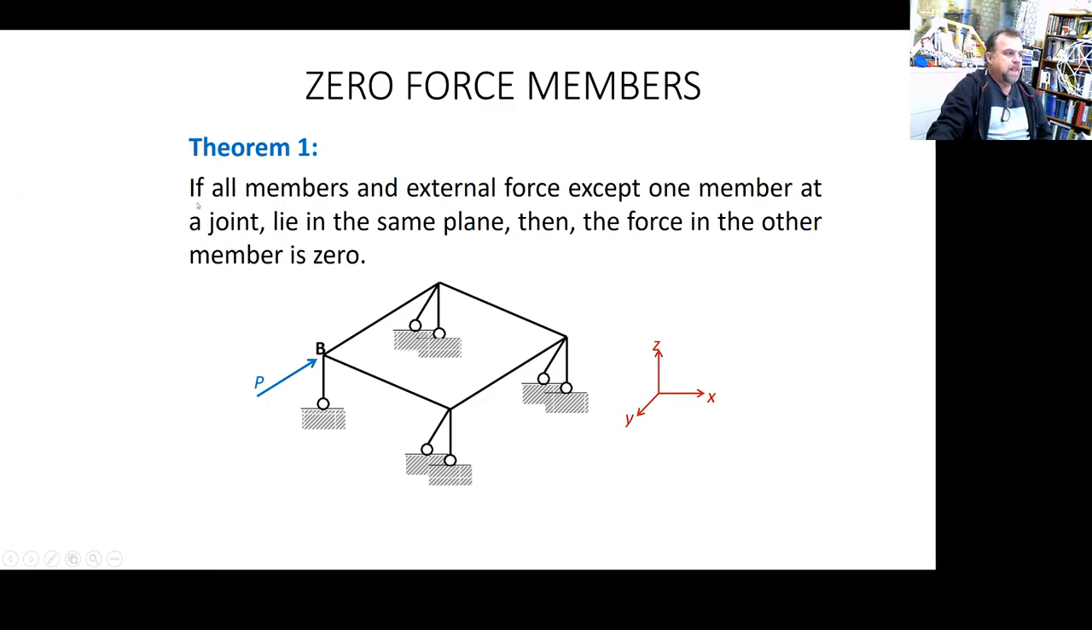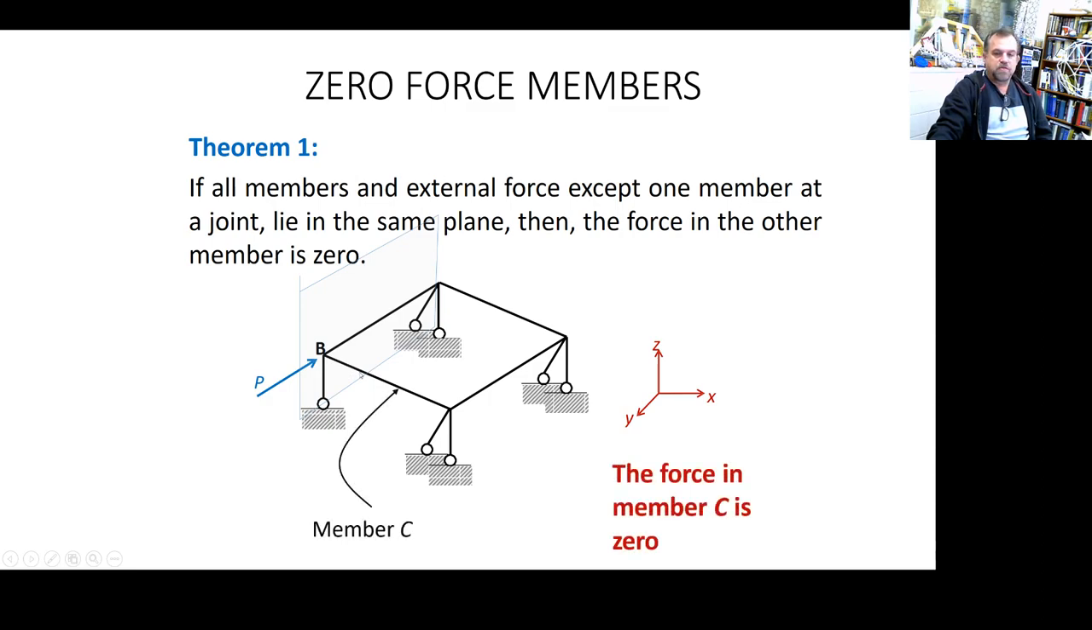The first one says: if all the members and external forces, all of them except one, are contained in the same plane, the one that goes out of plane should be zero. That is similar to the rule in a plane, where if you have two collinear members, the one that is not is zero. Now we are talking about planes. For example, if you look at the plane in the back of this 3D frame, you see this force P, this bar, and this bar, all of them in the same plane, but there is one bar sticking out of the plane at joint B. That bar should be a zero force member.